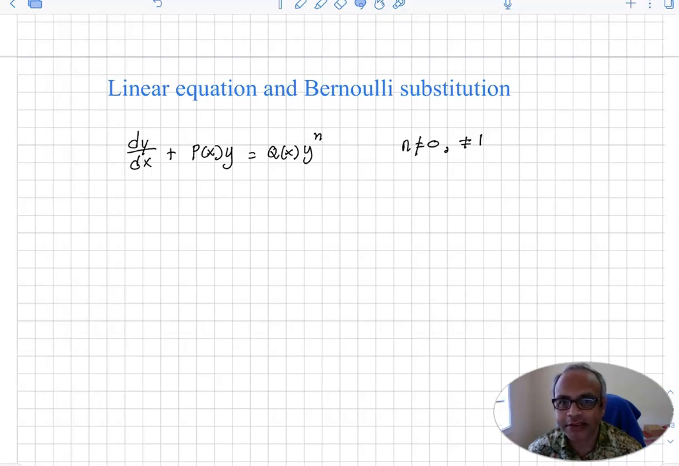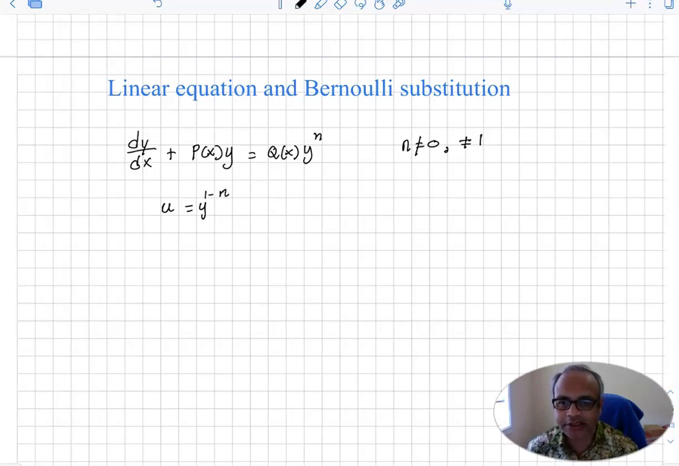And if n equals 0 or n equals 1, then this equation is simply either a separable equation or a linear equation, so we don't worry about it. In Bernoulli form, we are interested in when n is not equal to 0 or 1. So the idea is to consider a u substitution. Here the form of the u substitution is u equals y to the power 1 minus n.